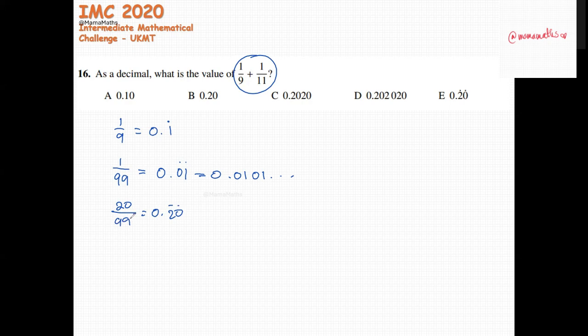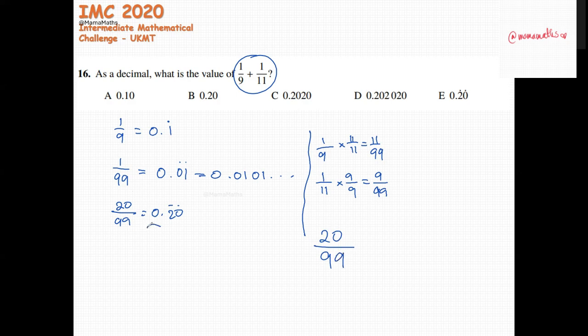Can we write it in the form with 99 in the denominator? And the answer is yes. For 1 over 9, we can multiply by 11 over 11, so that's 11 over 99. For 1 over 11, we can multiply by 9 over 9, so that's 9 over 99. If we add these two, that's equivalent to 20 over 99, and we know that's 0.20 repeating. So the answer is E.